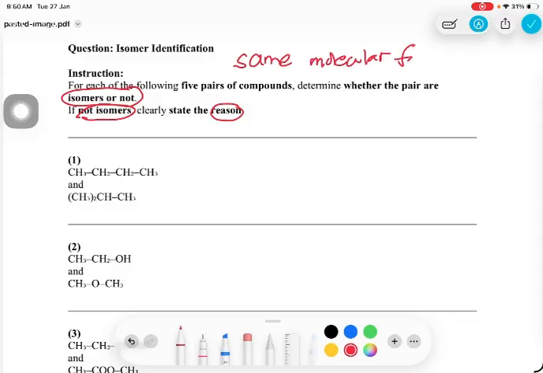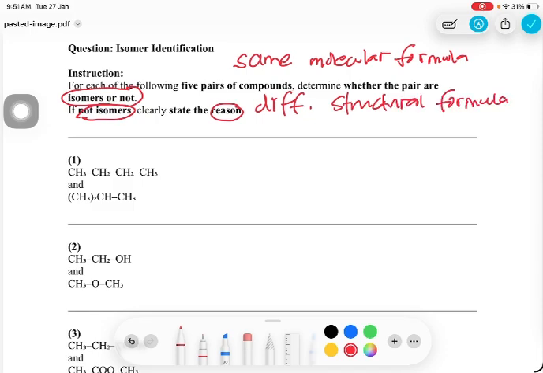same molecular formula but different structural formula. So in general, when we look at these two structures, we will notice they are different because of the CH3 here, means that they have the branch. So that means fulfill the first requirement, different structural formula.